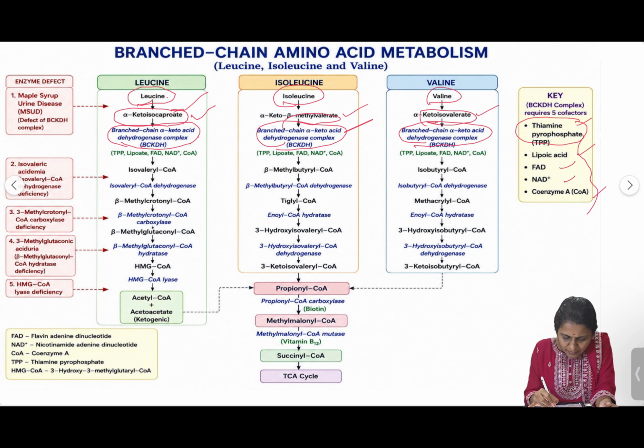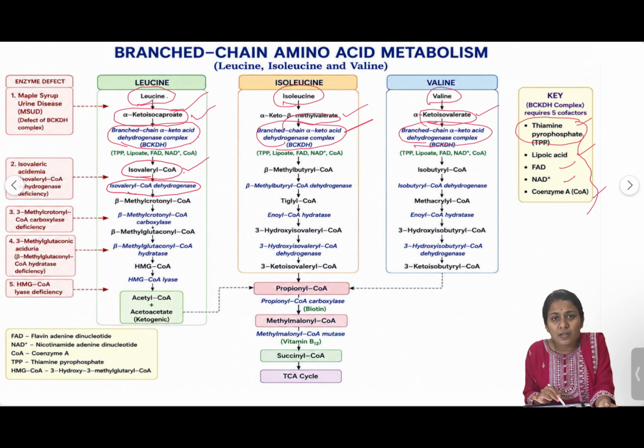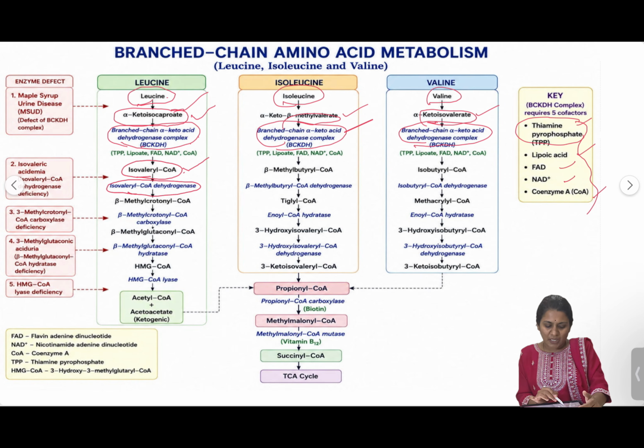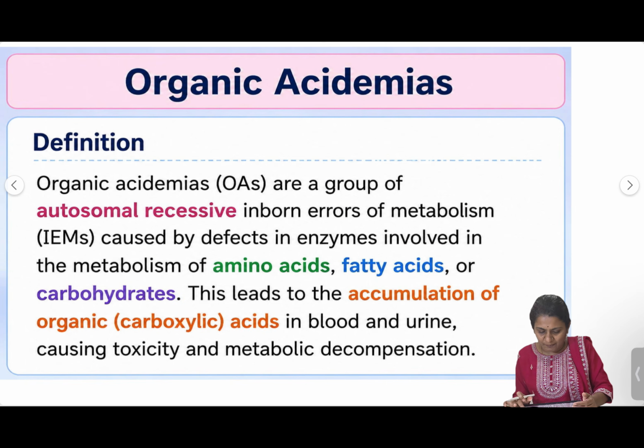So what is happening here? Isovaleryl CoA is there. This is the sequence: leucine, alpha ketoisocaproate. This enzyme is there, BCKDH. Then isovaleryl CoA is formed. If this enzyme is deficient, isovaleryl CoA dehydrogenase, this is getting accumulated. So this is not seen in isoleucine and valine. This is purely due to defect in what? Defect in leucine metabolism.